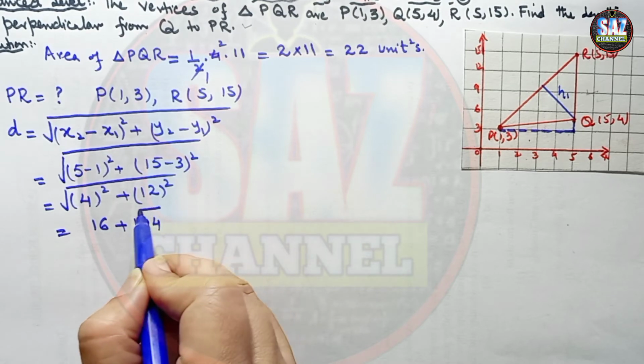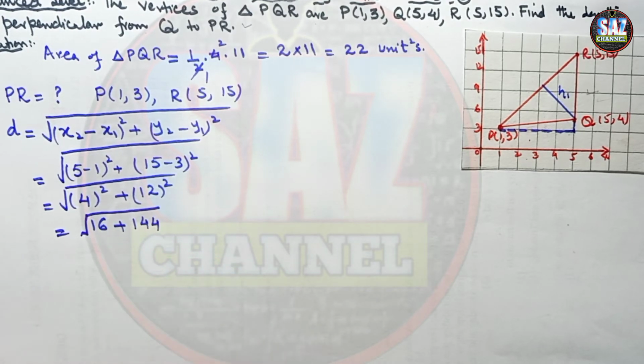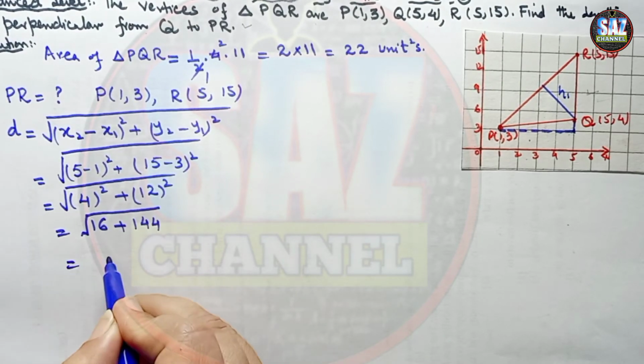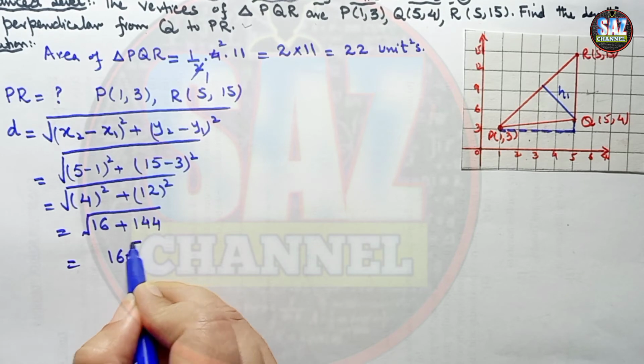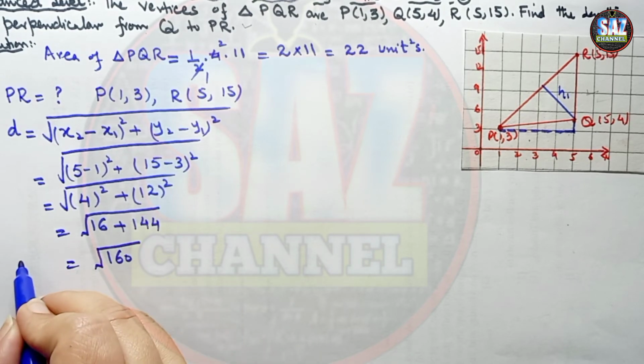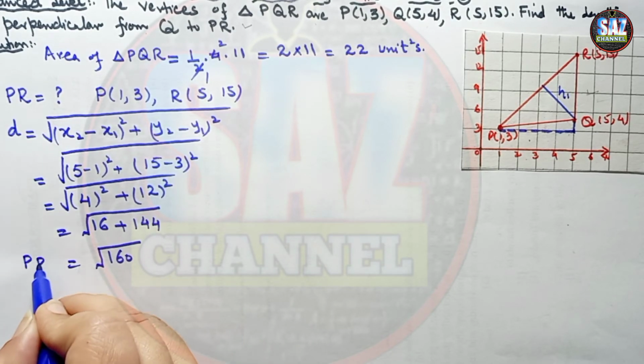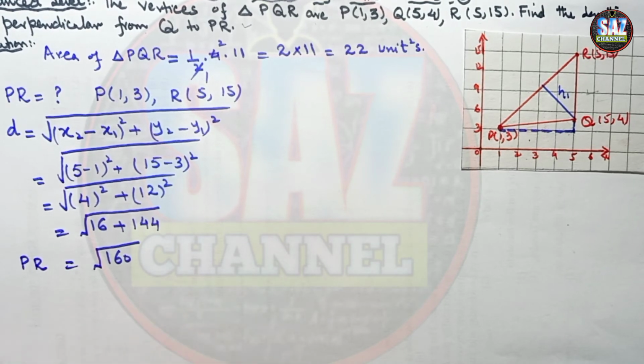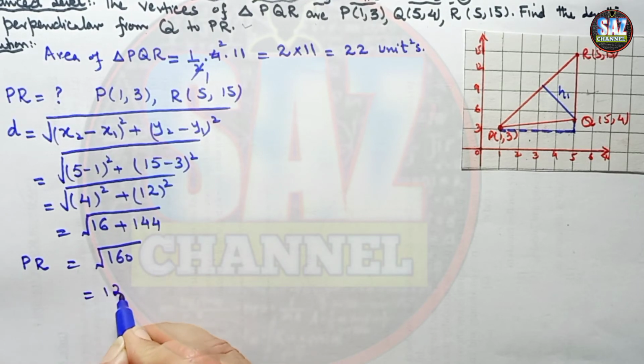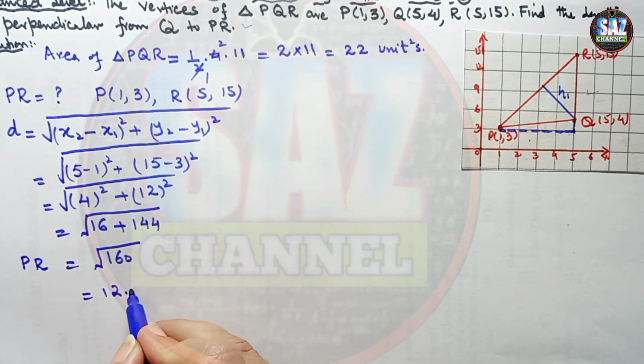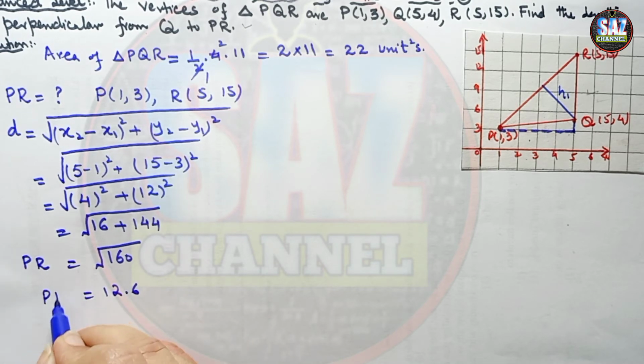Okay, and let me add them up. 144 plus 16, and this gives me 160. Square root of 160, which is the distance between P and R. And now I have to check the value of square root 160 with calculator, and this is 12.649. That can be taken as 12.6 for PR.